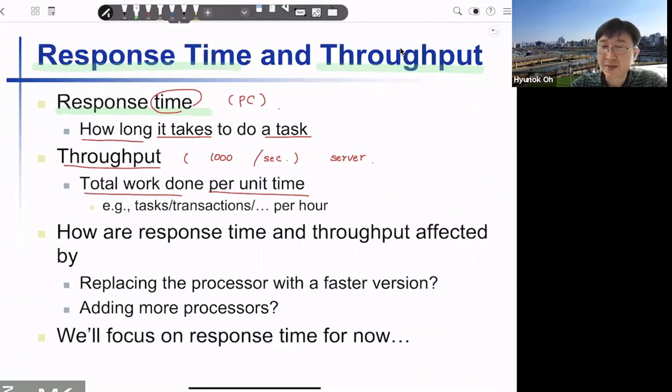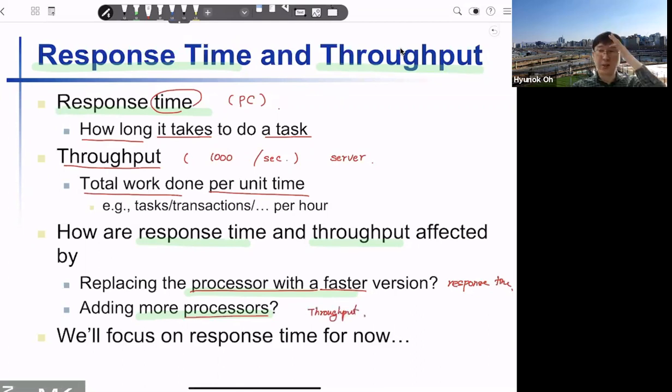These two, response time and throughput, are normally regarded as performance. And they are affected by how fast the processor is, or how many processors are used. If we use a fast processor, then the response time generally improves. If we add more processors, then throughput is improved. Definitely, if we use a faster processor, throughput is also improved, right? So a faster processor can always improve response time and also throughput. Anyway, in this class, we will focus on response time: how we can reduce the response time. That is the performance of the processor.